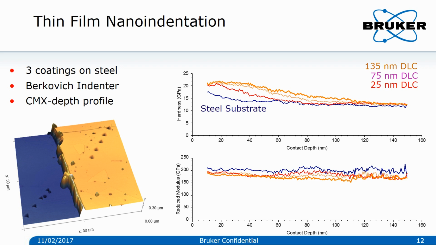The orange and red curves show the depth profile of 3 different DLC coating thicknesses. Towards large penetration depths, at 140 nanometers, we are observing almost the substrate properties of the sample. At a very small penetration depth, all 3 DLC coatings show the same hardness, around 20 GPa, but the transition from the film hardness to the substrate hardness is different and depends on the thickness of the films.